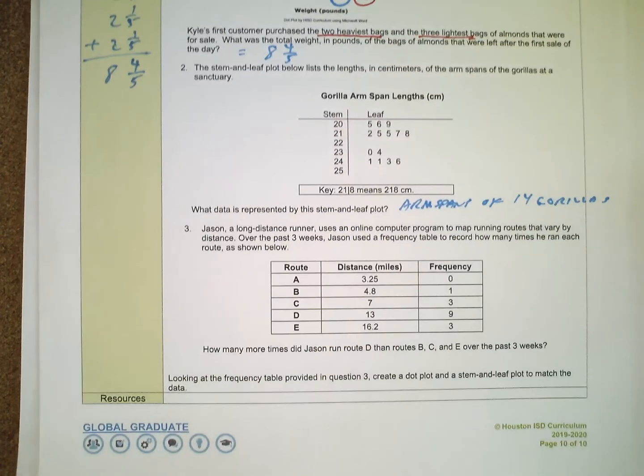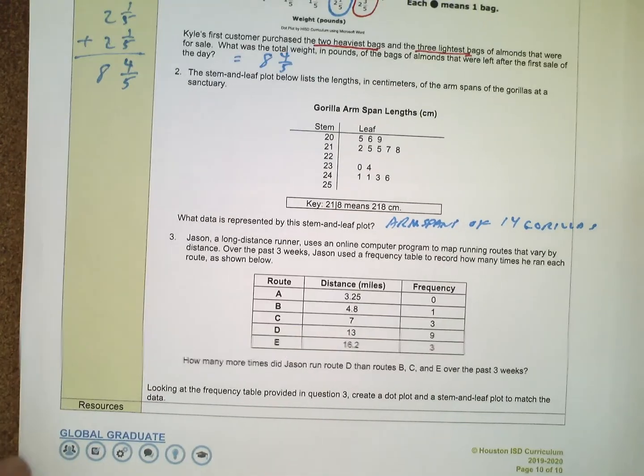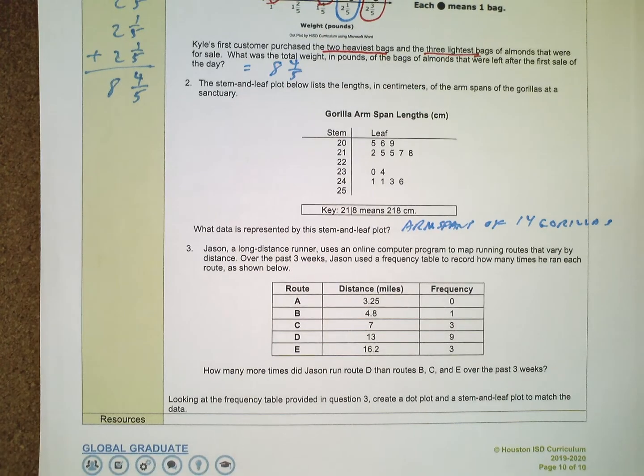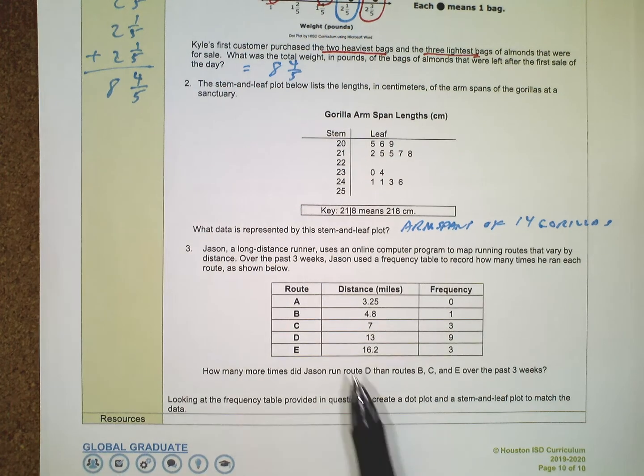Okay, and then we look at our third question. Jason, a long-distance runner, uses an online computer program to map running routes that vary by distance. Over the last 3 weeks, Jason used a frequency table to record how many times he ran each route as shown below. Okay, Jason, que es un corredor de distancia larga, utiliza un programa de computadora para hacer mapa de las rutas que corre, que varían por distancia. Durante las últimas 3 semanas, Jason utilizó una tabla de frecuencia para grabar cuántas veces corrió cada ruta, como mostrado abajo.